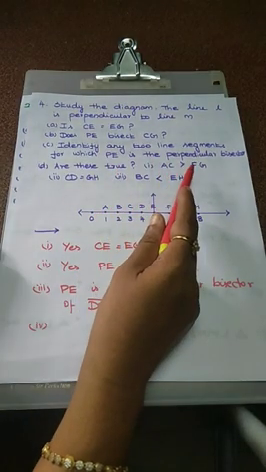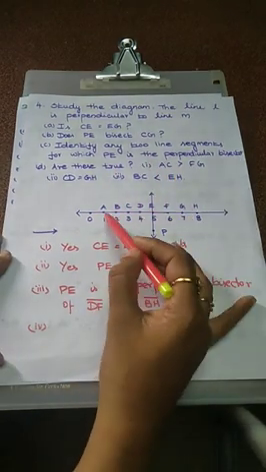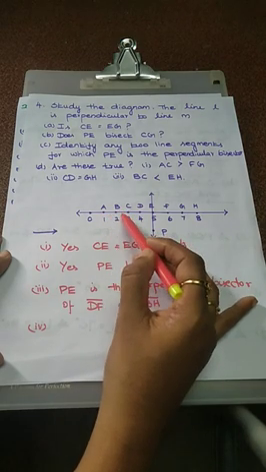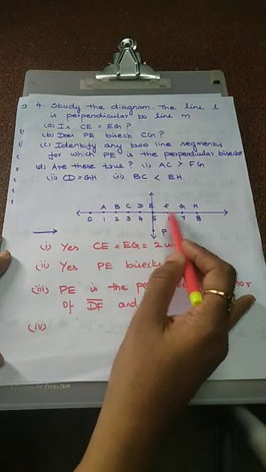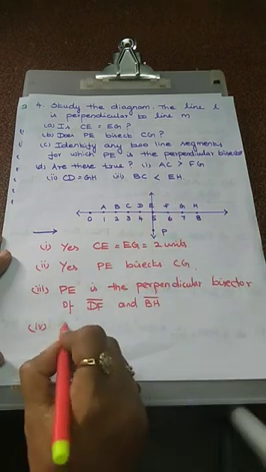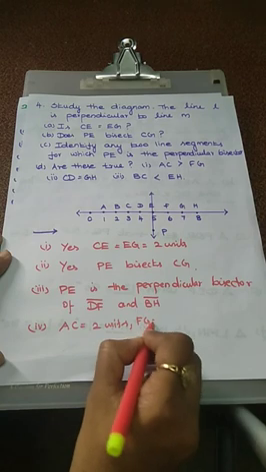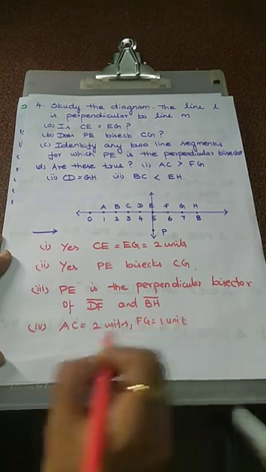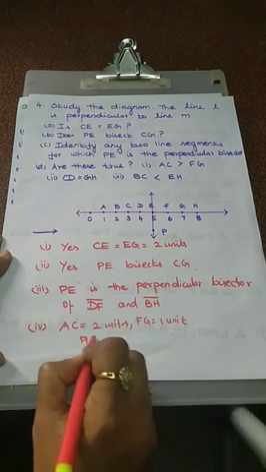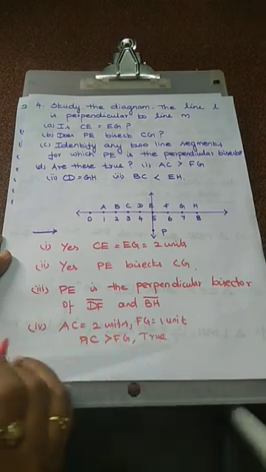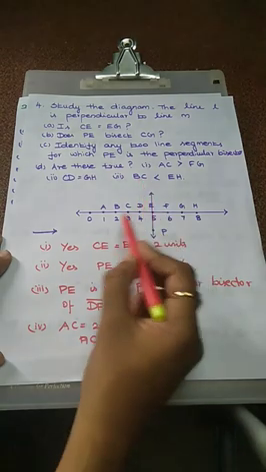The next one, are these true? AC is greater than FG. First we have to count the AC value. AC value is actually 2 units. This is 1, 2 units. And FG value is 1 unit. So AC is equal to 2 units and FG is equal to 1 unit only. What is our question? AC is greater than FG. Yes, it is true.